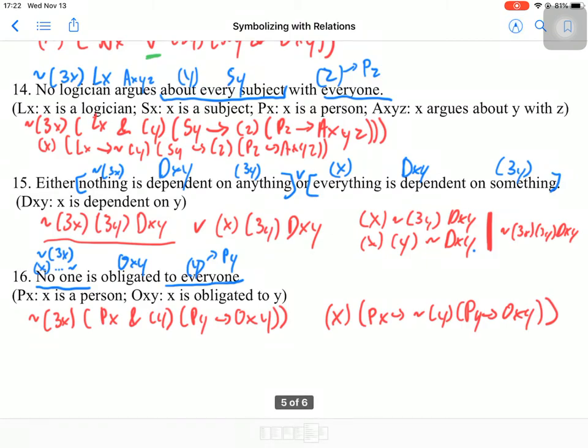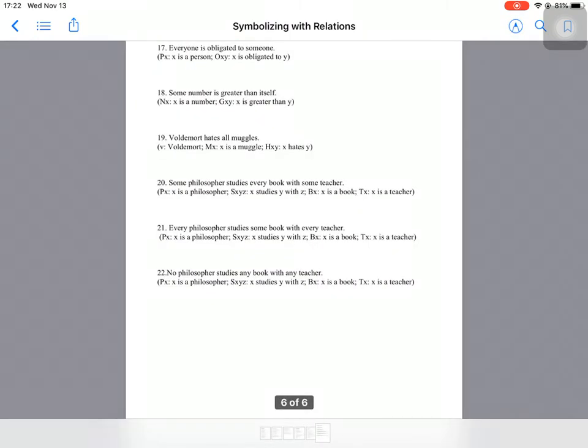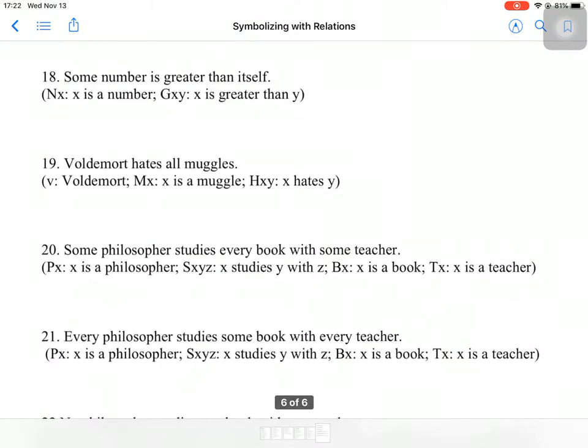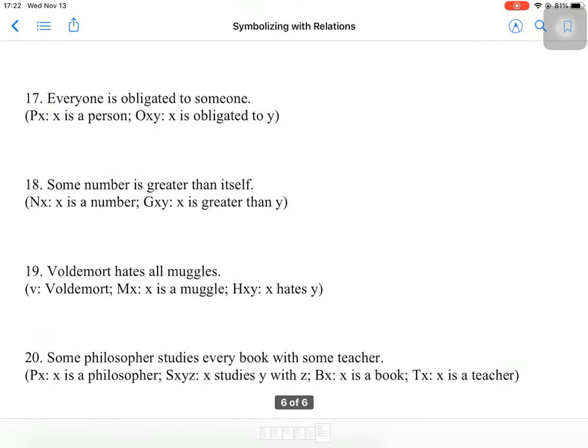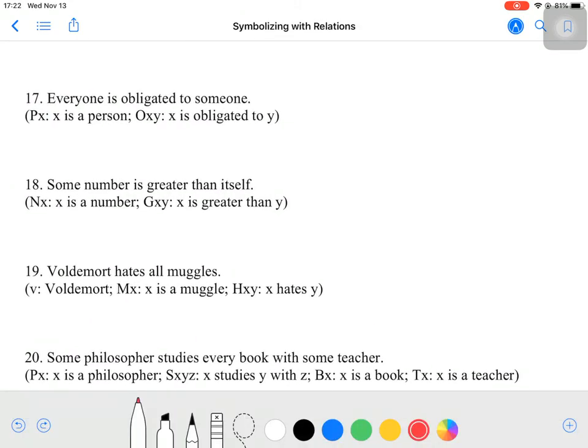So let's go on to the second page. In this case, it's going to be the last page. Everyone is obligated to someone. So everyone, all of x, oxy, someone, there exists a y. We also want to clarify that everyone, we're talking about people here, someone, talking about a person.